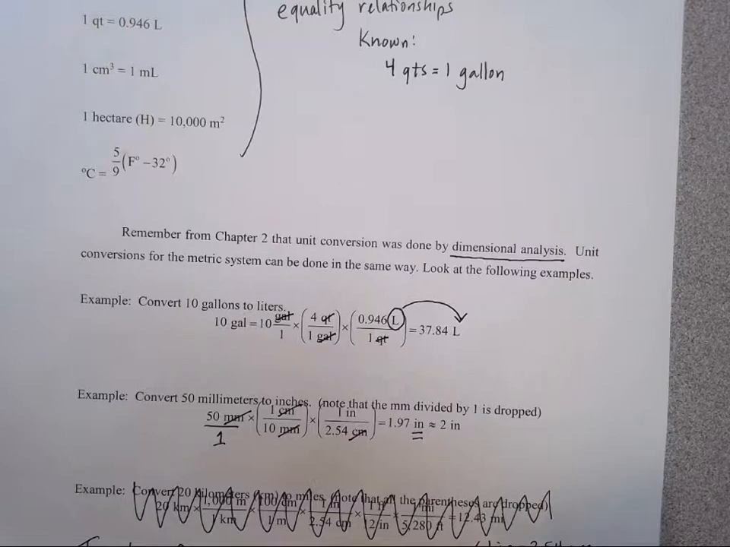1,000 meters equals 1 kilometer. That's one we've been talking about. 100 centimeters equals 1 meter. 1 foot equals 12 inches. And 1 mile equals 5,280 feet.